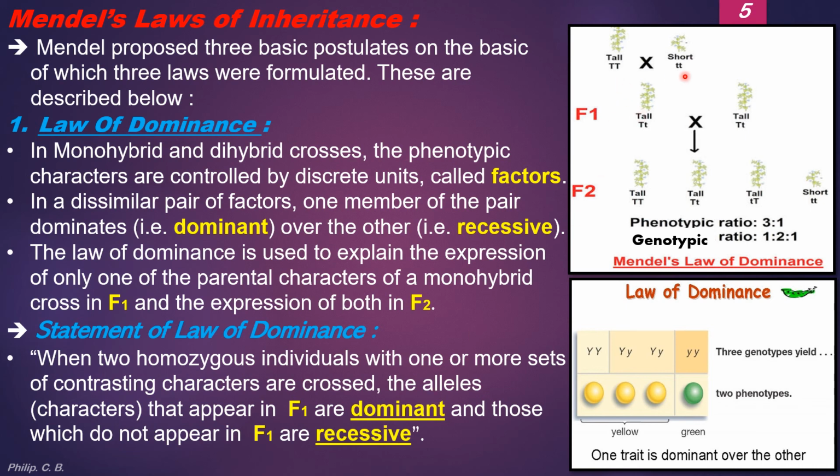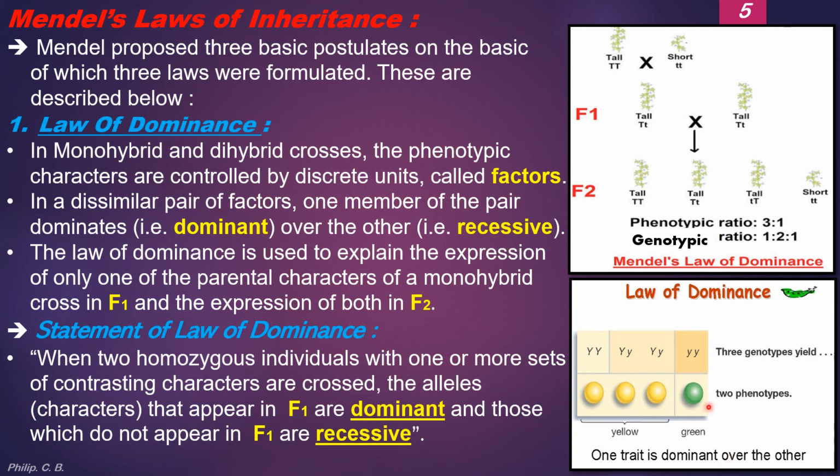Tall, capital T, short, small t. In the F1 generation, after crossing over, we get capital T, small t, small t. In the F2 generation, we get capital T, small t, and small t. So here we can see a 3:1 phenotypic ratio, tall as the dominant character and one dwarf. But when we consider the genotypic ratio, it is capital T is 1, two hybrid ones, capital T small t, and one pure dwarf, that is small t, which is Mendel's law of dominance.